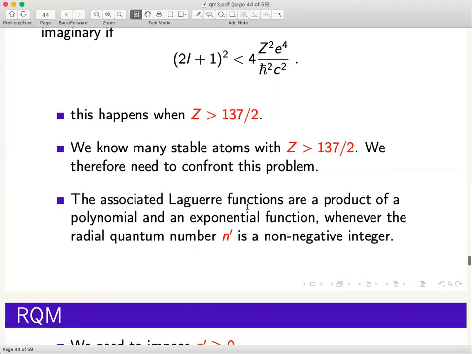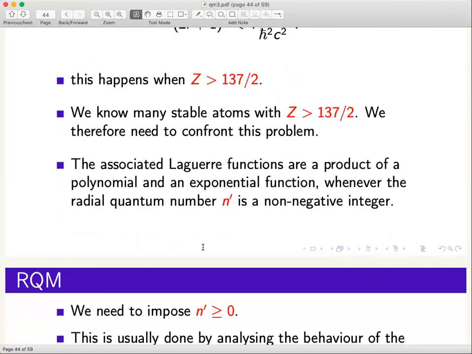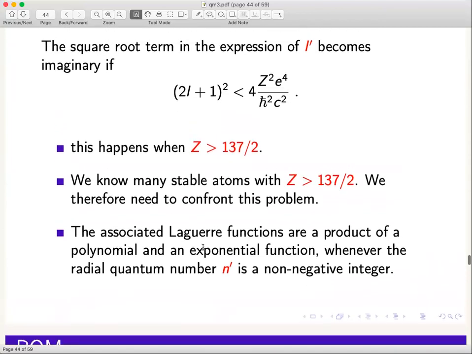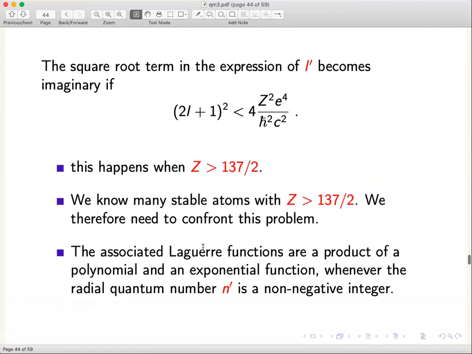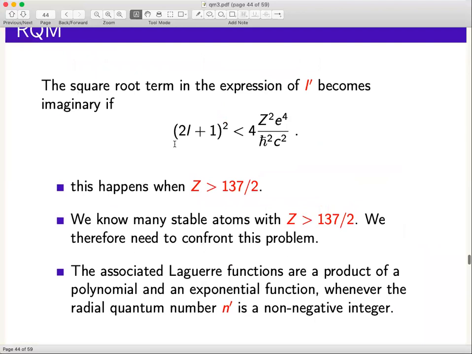We won't be able to solve that right now. Yes, can we not view it as putting a lower limit on L? I have already put the lowest limit, L equal to 0. I'm saying that for a given value of Z greater than 137 by 2, L equals 0 cannot be a solution to this equation. You are saying that if Z is larger than this, then the smallest value of L that you could have is some positive value, maybe 2 or something like that.